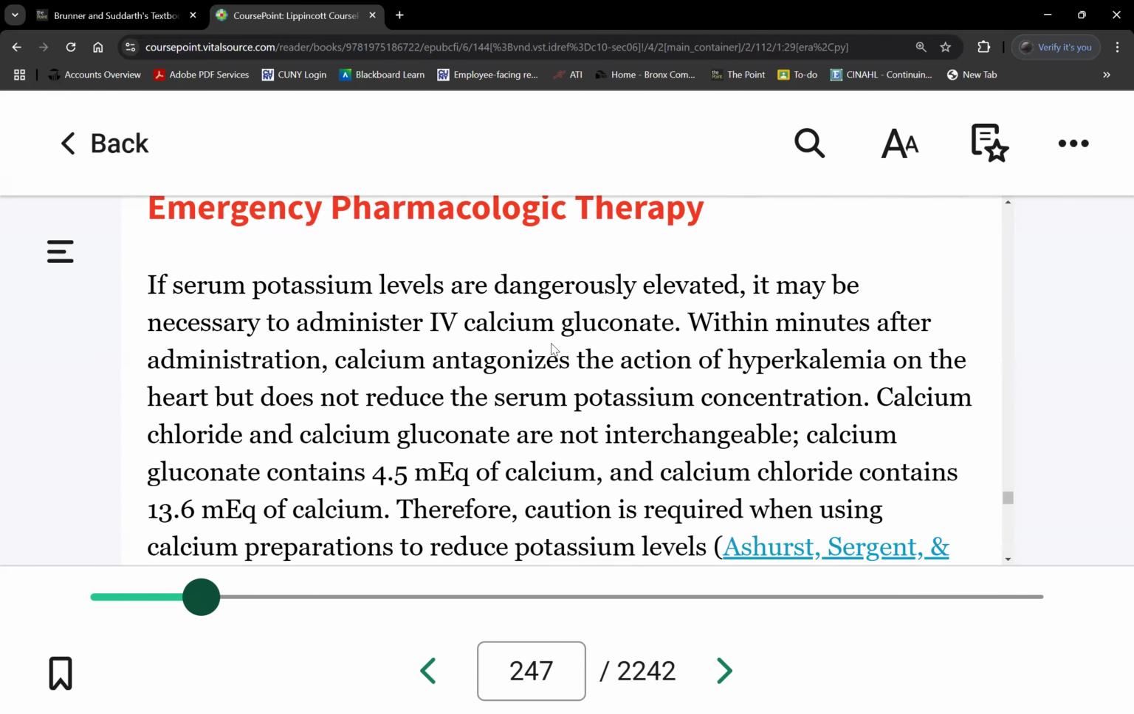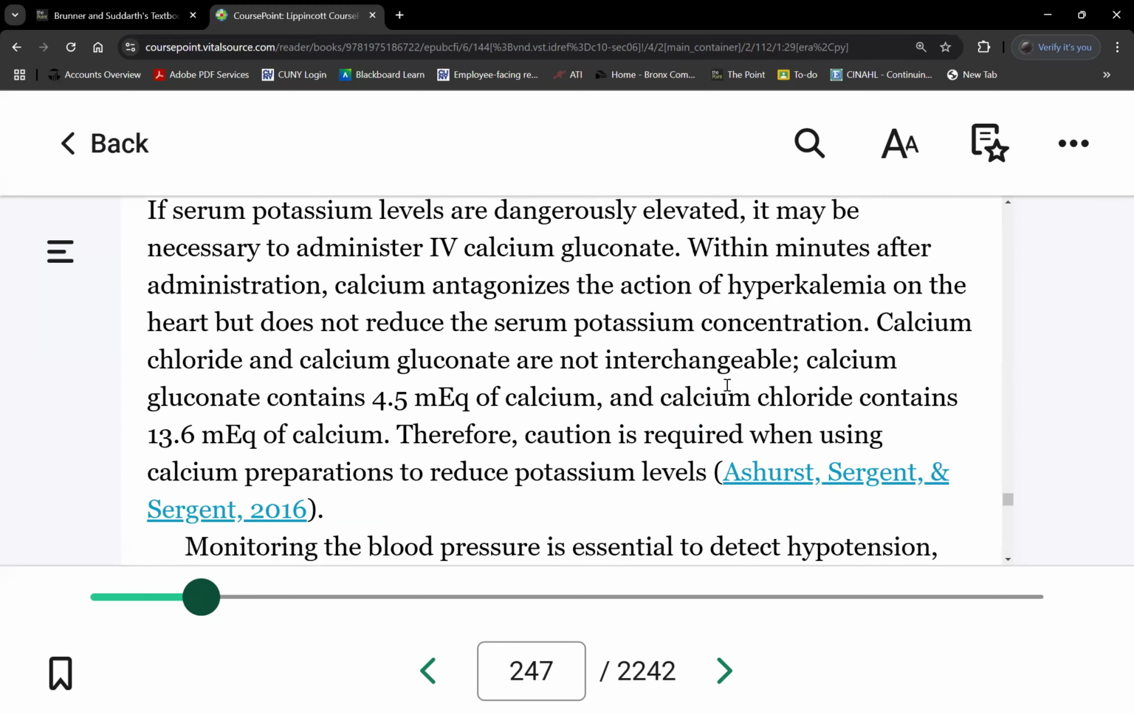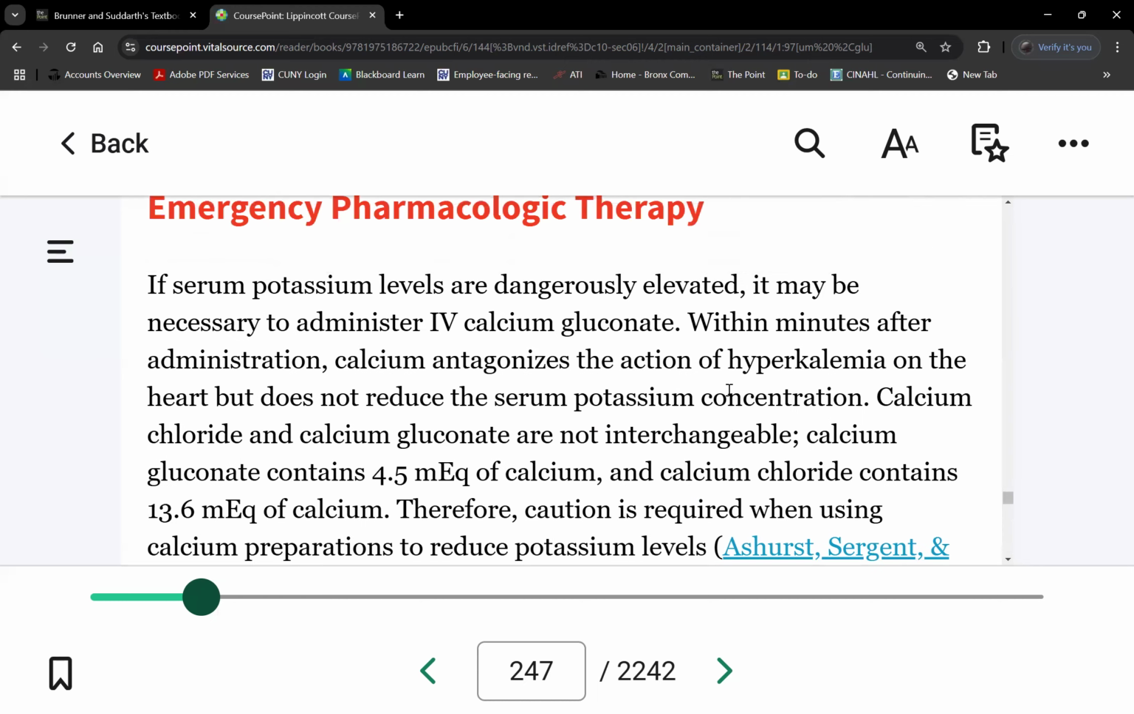Okay, so emergency meaning, is this severe? Yes, this is seriously high levels of potassium, meaning moderate to high. So same thing: we eliminate it, we antagonize its effects, or we shift it. Okay. So first option is IV calcium gluconate.